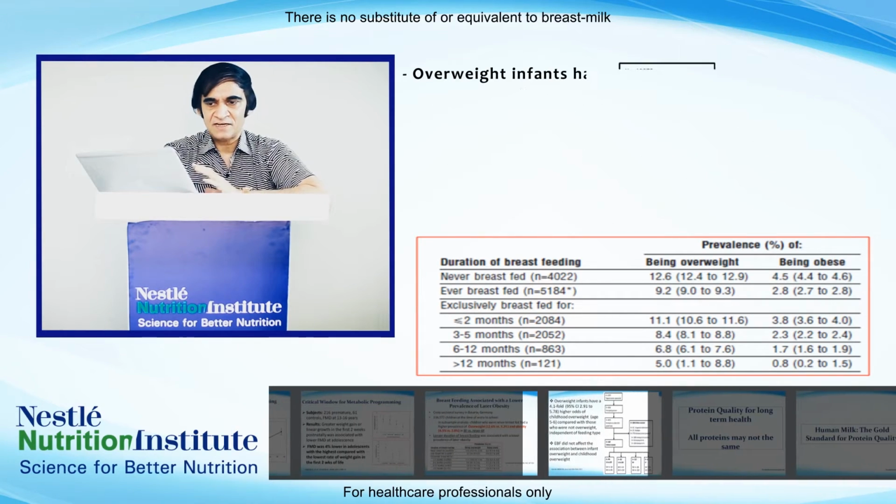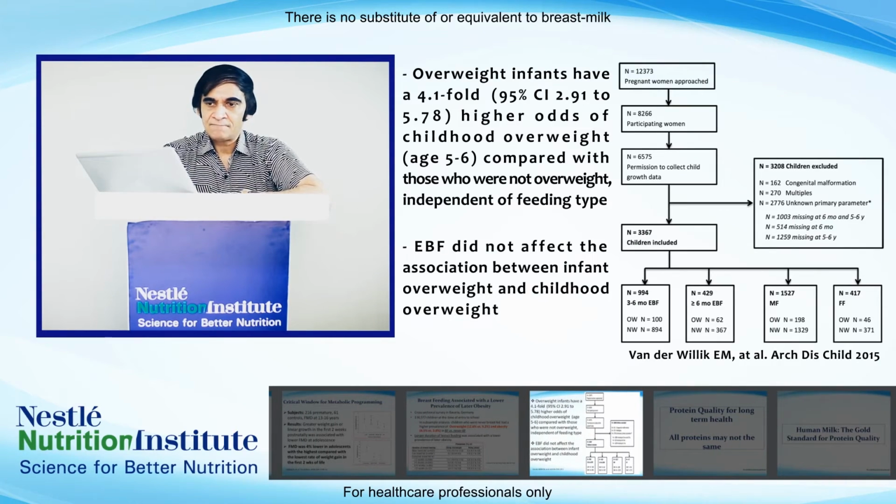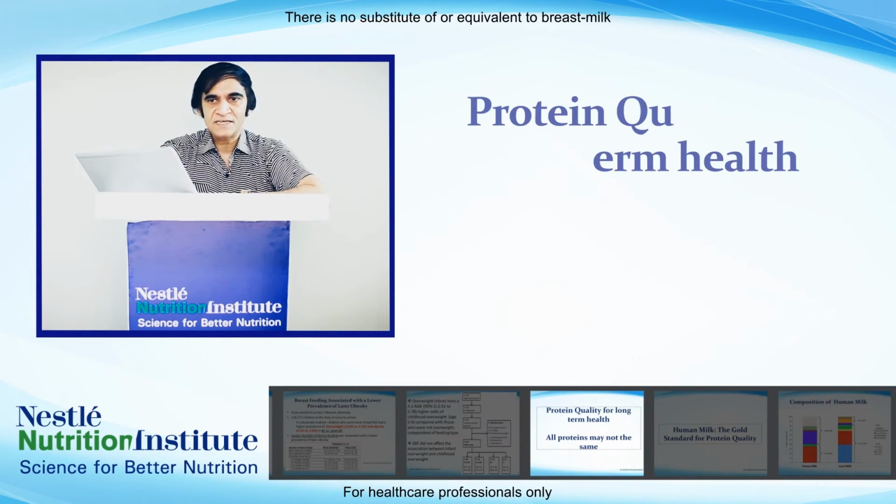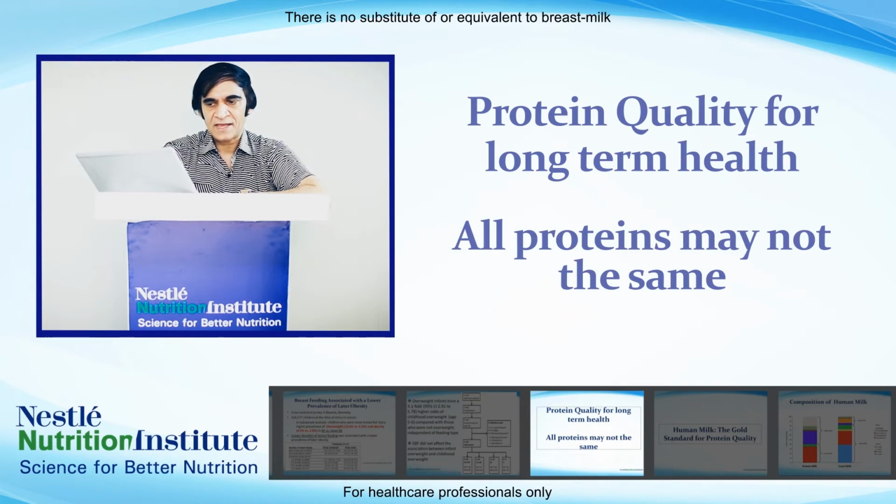So let's come to the main slides now. The overweight infants have 4.14 higher odds of childhood overweight compared with those who were not overweight, independent of feeding time. Exclusive breastfeeding did not affect the association between infant overweight and childhood overweight. Our main topic is protein quality for long-term health.